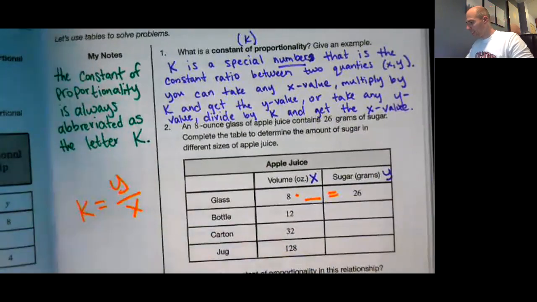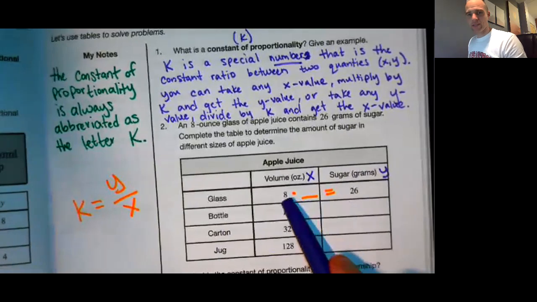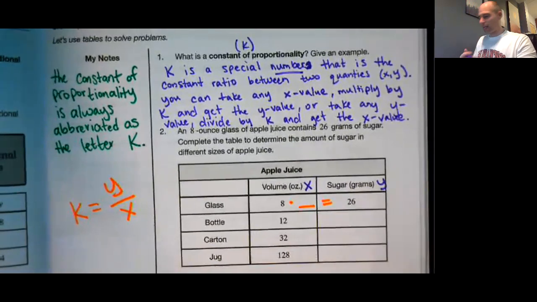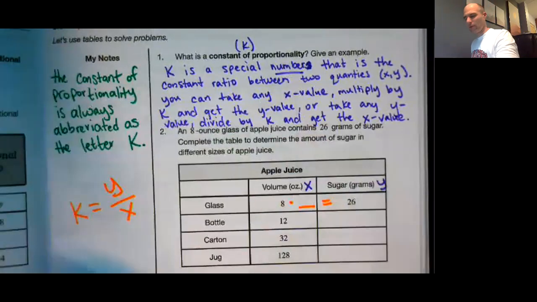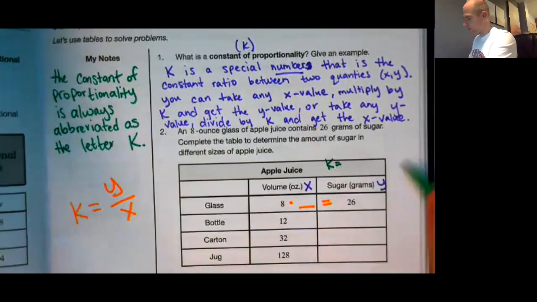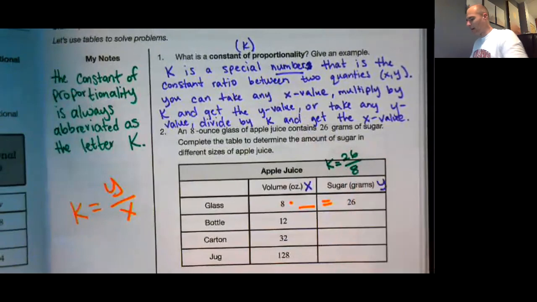So in this case, I need to take this y value that I have here, 26, divide it by its associated x value, 8. That's going to get me my k. So let's hear. I'm going to use green over here because I got a lot of purple over here. K equals y divided by x, which in this case is 26 divided by 8. So I could punch this into a calculator if you want to, go ahead. I'm just going to talk my way through it though.